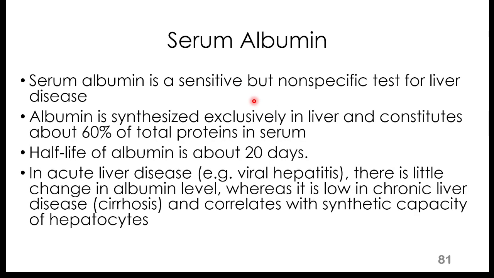Now, albumin is sensitive in the liver and in liver disease. In acute liver disease, there's usually little change in albumin level. But it is in chronic liver disease that it is low. So in acute jaundice, serum albumin is not likely to be changed. It's not likely to be abnormal.